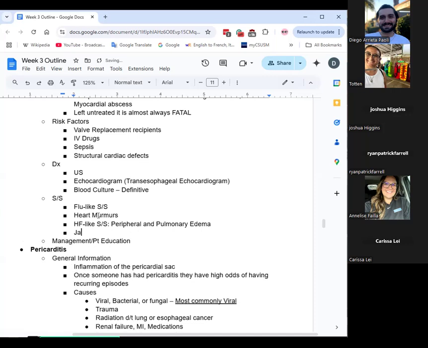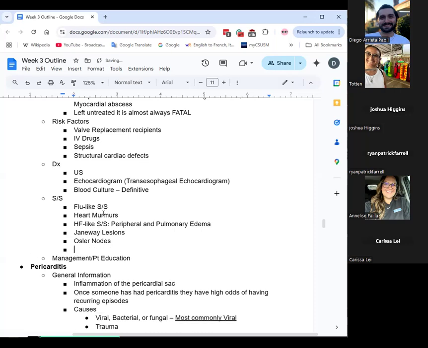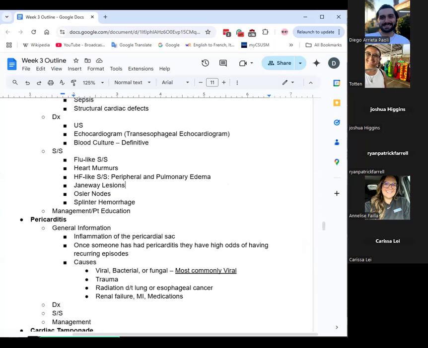Oh, we talked about the Janeway lesions, Osler nodes I would say, and the hemorrhaging, fingernail splinter hemorrhage. There's some specifics about all these that you don't really need to focus too hard on.